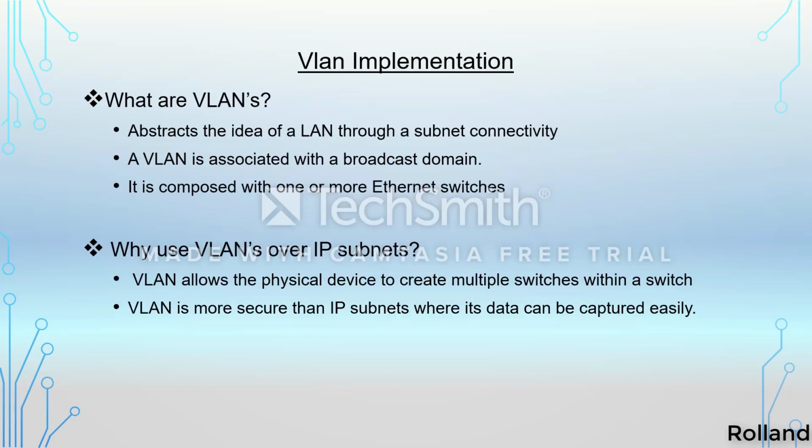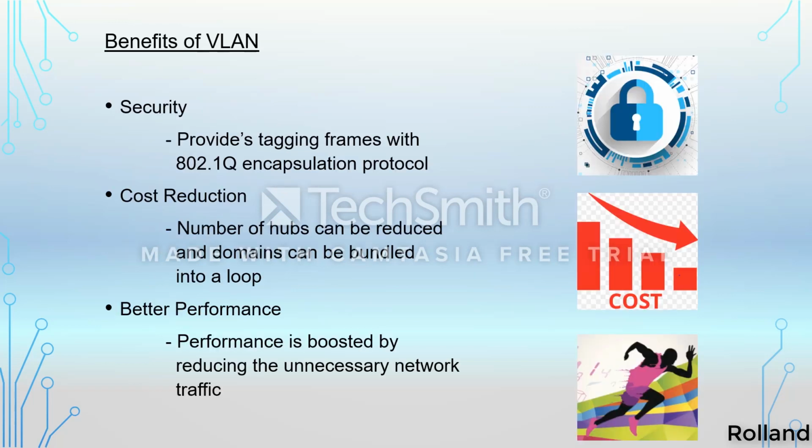I'm now going to talk about the VLAN implementations. What are VLANs? A VLAN is an abstraction of a LAN through subnet connectivity. A VLAN is associated with a broadcast domain and is composed of one or more Ethernet switches. So why do we use VLANs over IP subnets? Because it allows the physical device to create multiple switches within the switch, and it's more secure than IP subnets, where data can be captured easily.